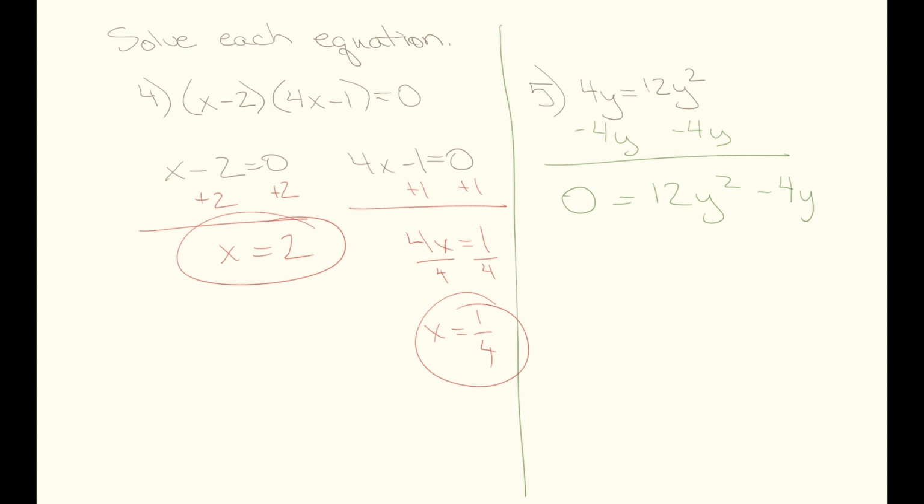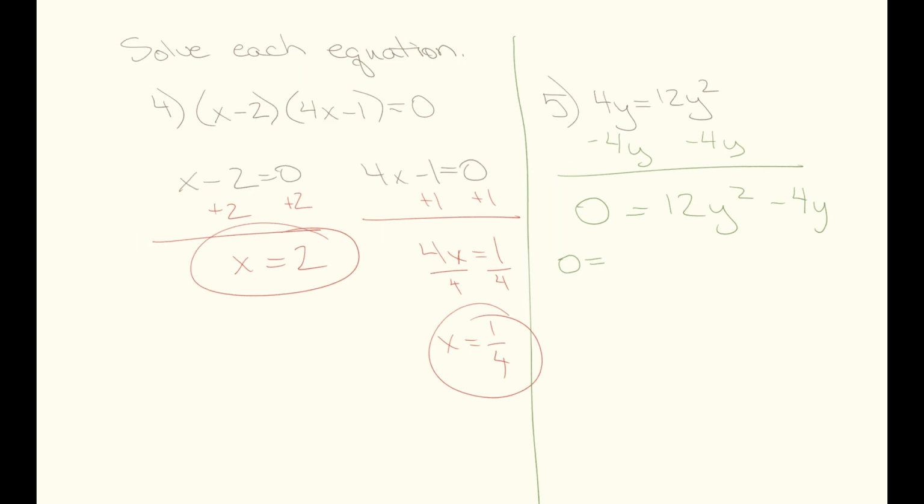Now that we're there, we're going to solve it by factoring like we did in the other problems. So I'm just going to leave a 0 here on this side, and I'm going to factor the right side. So what is the greatest common factor between 12y squared and 4y? I could take out a 4y. When I do that, I would be left with 3y minus 1 because 4y times 3y is 12y squared, and 4y times negative 1 would give me negative 4y.